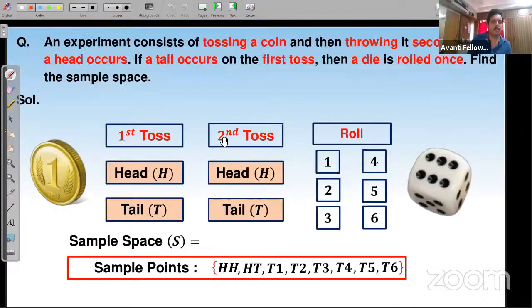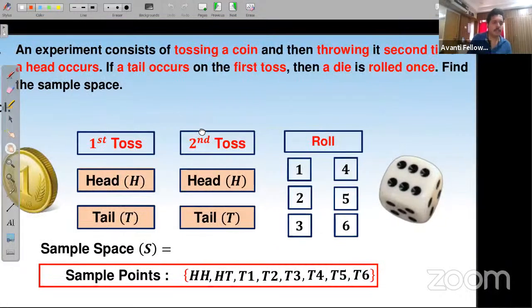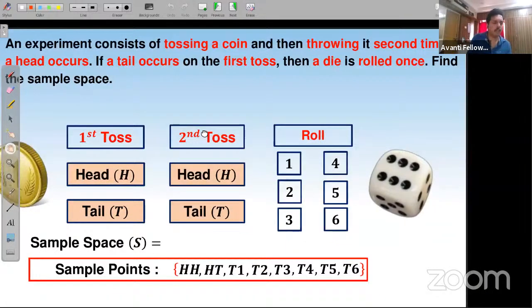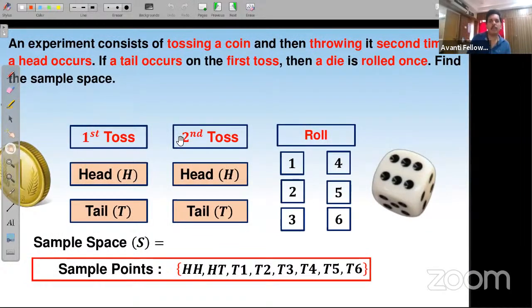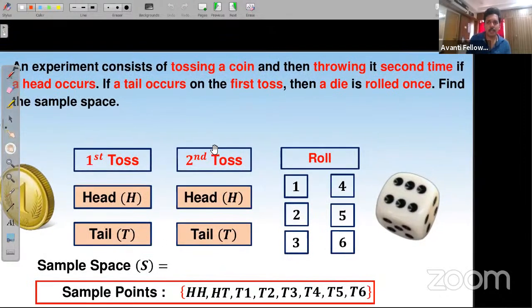So now what is the question? Look at here. An experiment consists of tossing a coin and then throwing it a second time if a head occurs. Okay, this has to be very important. That is the reason I'm keeping it down.